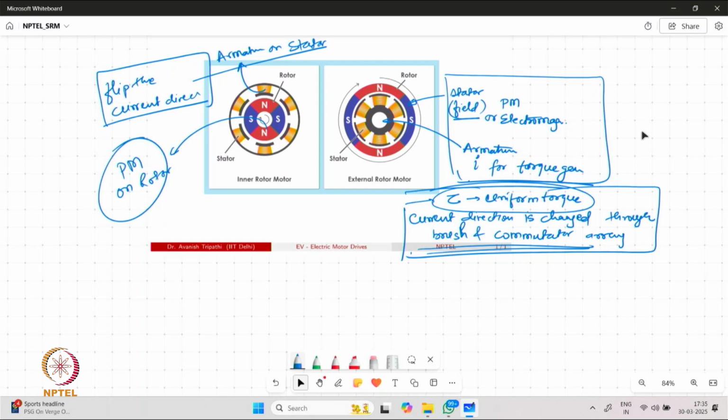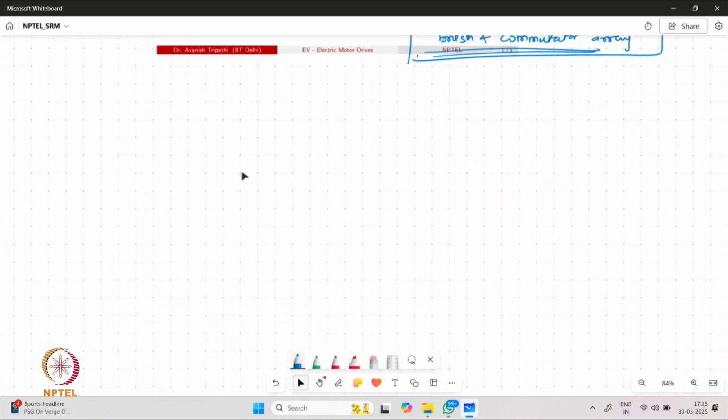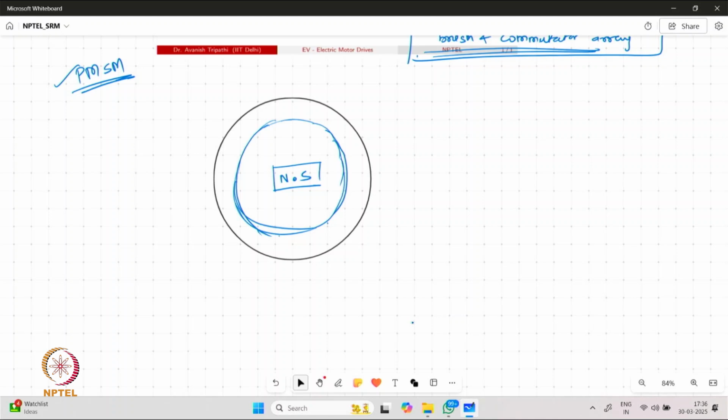Now if we talk about the operation of BLDC, because of the presence of magnets on the rotor, we are going to have some induced EMF on the stator windings. This phenomenon is very similar to the permanent magnet synchronous machine. However, the structure of the winding on the stator is not uniform as in PMSM. It is more like the SRM machine. It is given in a lumped fashion.